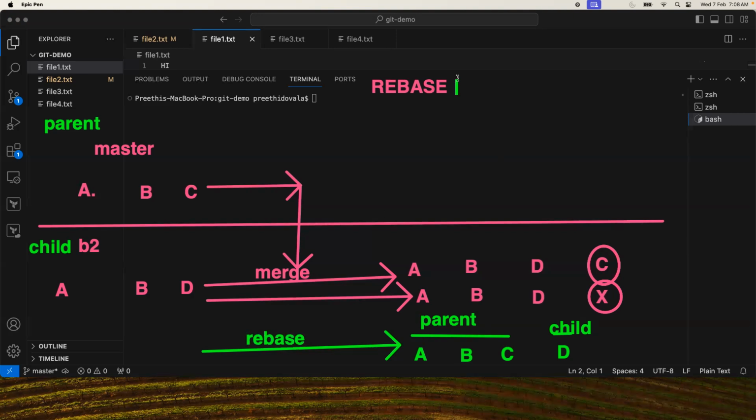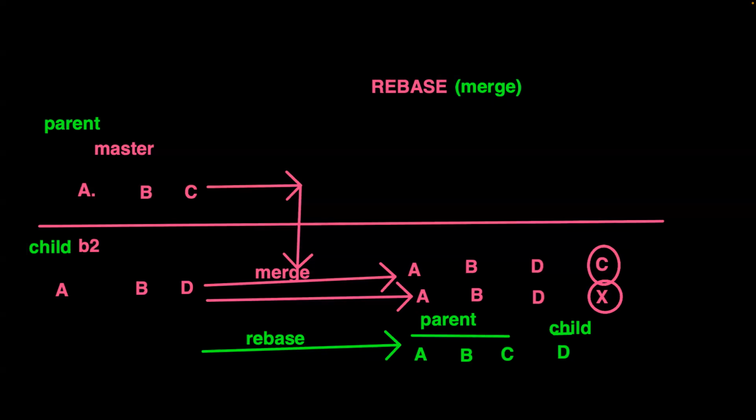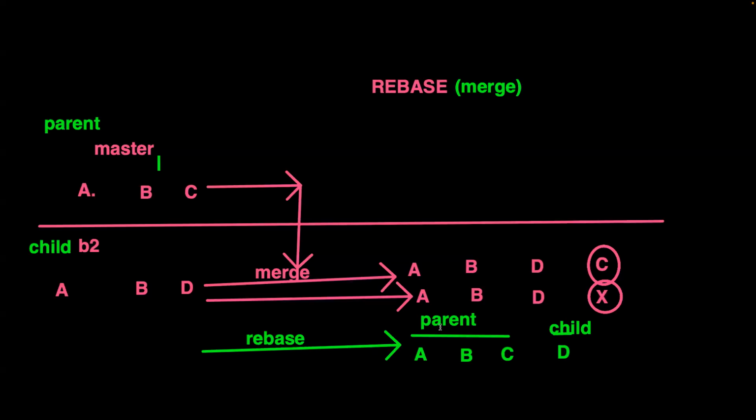What is rebase? Rebase is also a kind of merge. Functionality wise it's the same, it's bringing changes from one branch to another branch. But it will also rewrite the log history in such a way that when someone sees the log history, they think linear development is happening. Linear development means development one branch after the other: first the parent branch is developed, then the child branch. So if you want to see that kind of linear log history, you go for rebase.